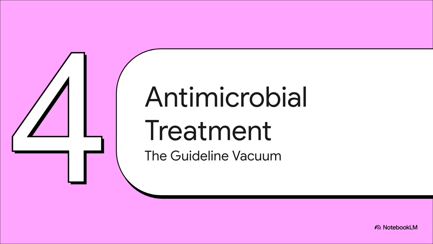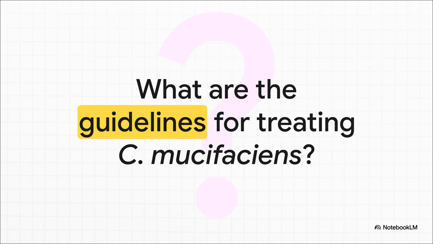Which brings us to probably the most practical, most urgent question for everybody involved, from the lab to the clinical team. We've identified it, now what? How in the world do we treat it? So picture this. You've got a significant isolate of Corynebacterium mucifaciens from a blood culture. It's on you. Where do you turn for the official, evidence-based guidelines on how to treat it?